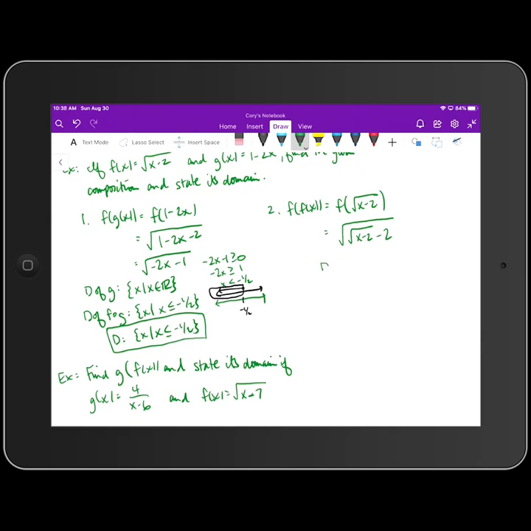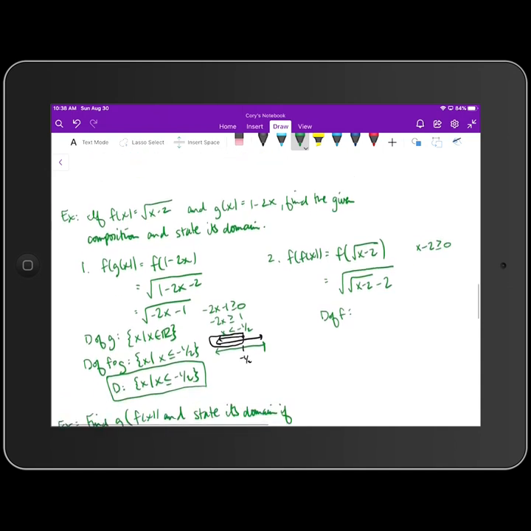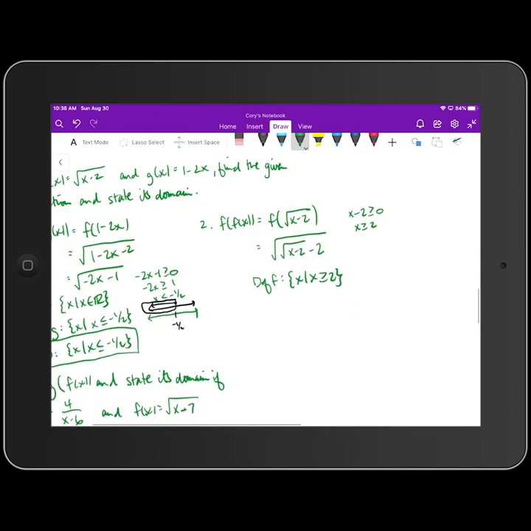Now we want to calculate domain. So first domain we want to calculate is the domain of the inner function f. So again, that's a square root function. We know the argument x minus 2 has to be greater than or equal to 0, which would make x greater than or equal to 2. Okay, next domain is going to be the domain of f composed with f.